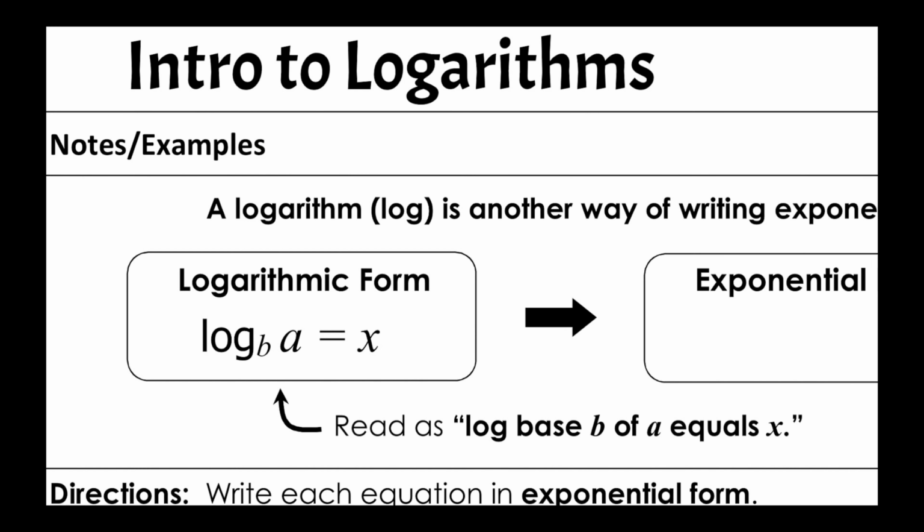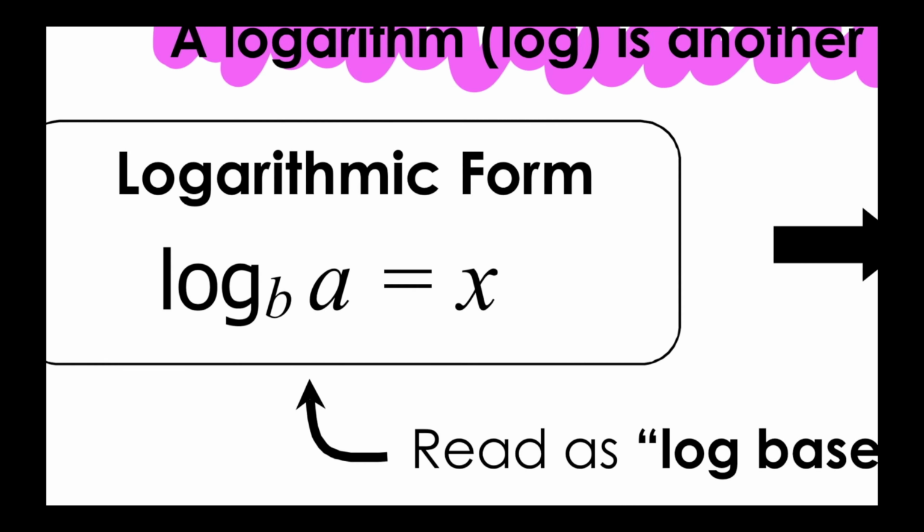Okay. And you'll see it in this form. You'll see log, and then a little base, a little number on the bottom of the log. If you don't see a number, it's a 10. That's your basic one. So log, then a base, then a number, and then it equals an answer. The answer is the exponent. So how does this translate?